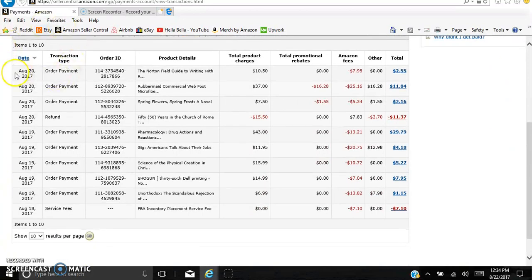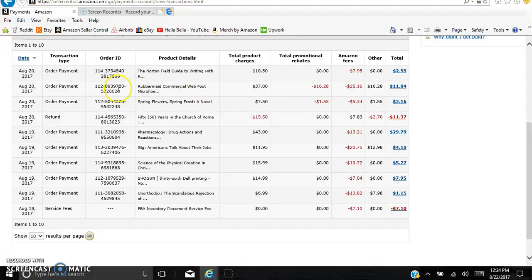So let's look at August 20th. The Nortonfield Guide to Writing. I sold that for $10.50. You can see that I only got to keep $2.55. And this is another big reason why I am not sourcing books anymore that are under $15. It's just not worth the time and the effort.